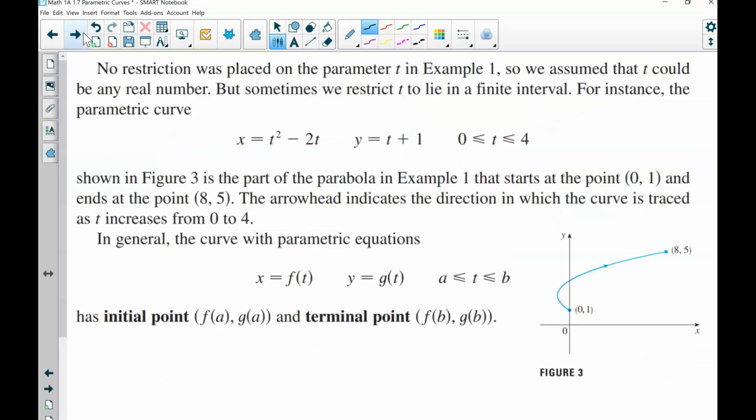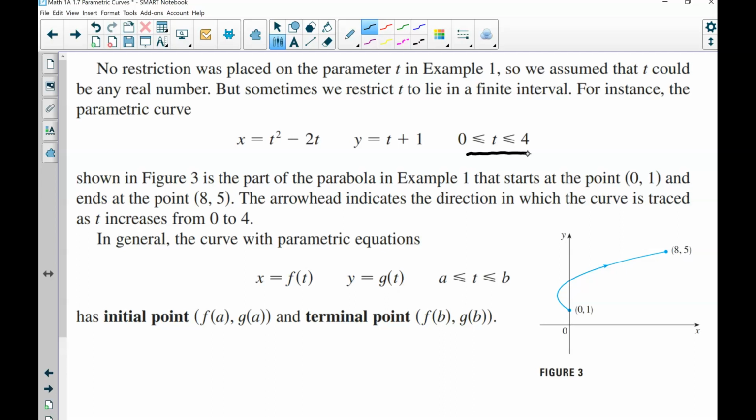Now, no restriction was placed on the parameter t in that example, so we assumed that t could be any real number. But sometimes we have to restrict t to lie in a finite interval. So for instance, using the same parametric equations, we now denote that t would have to be between 0 and 4 inclusively, and that shows here in the figure. So it is the part of the parabola that we got to see from our previous example.